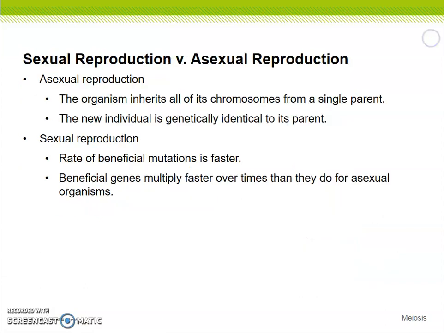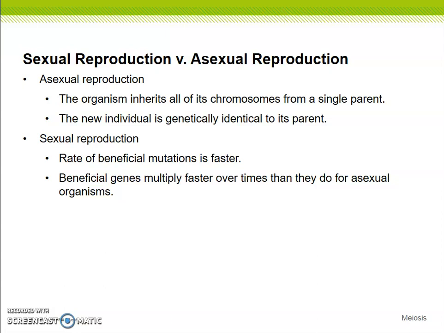So now we're going to compare sexual reproduction to asexual reproduction. Asexual, A means without, sexual means with sex. In asexual reproduction, the organism inherits all of its chromosomes from one single parent. And the new individual is genetically identical to the parent, which might be good if the environment is very stable and it's not changing at all. That could be very bad if the environment is changing, because they're going to have the exact same traits as their parent, and they might not be able to survive. They might not be able to get food or water or shelter or escape predators.